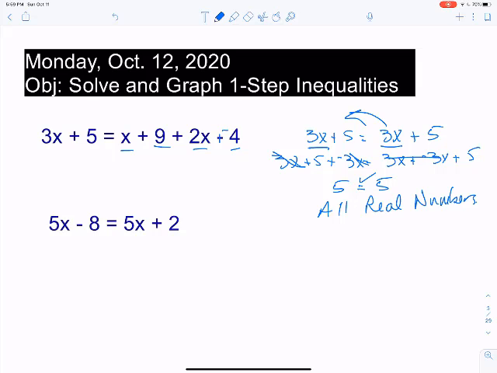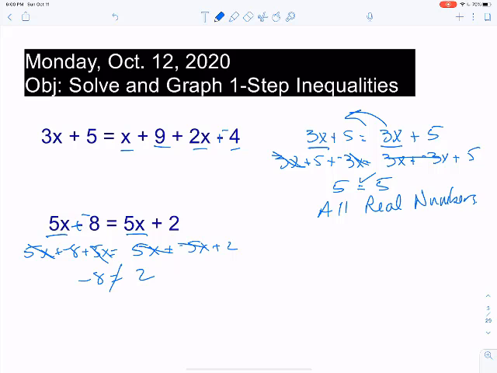Now, in this other one, I'm hoping that you also see that we've got the 5x's. So the first thing I'm going to do is change that subtraction to addition next to its opposite, and I'm going to get rid of the 5x's. So 5x plus negative 5x plus 2, and 5x plus negative 8 plus negative 5x. My 5x's go away and I'm left with negative 8 equals 2. So what do we know about a false statement? Well, we know that we cross out the equal sign and we say no solution. So those are some of the abnormalities that will happen.